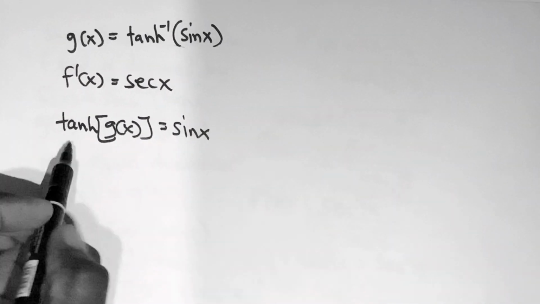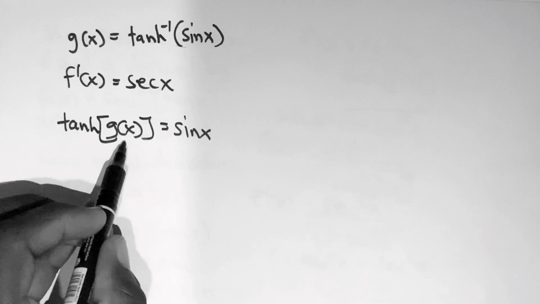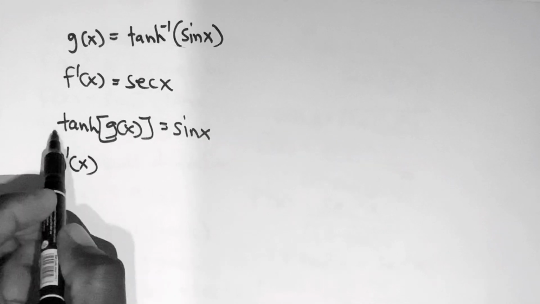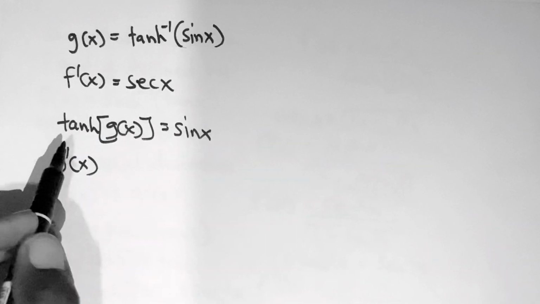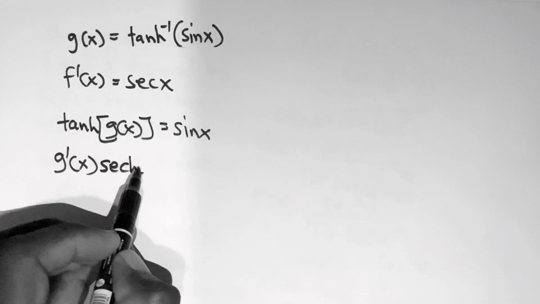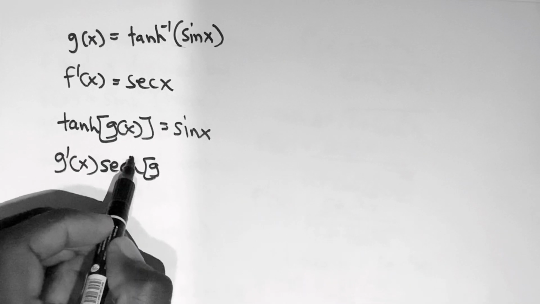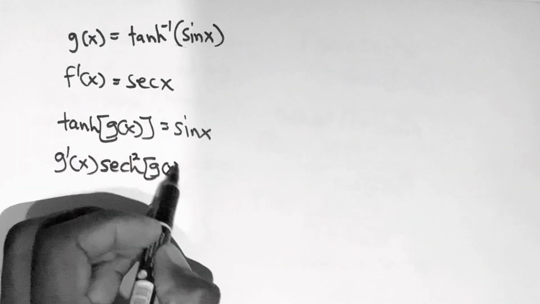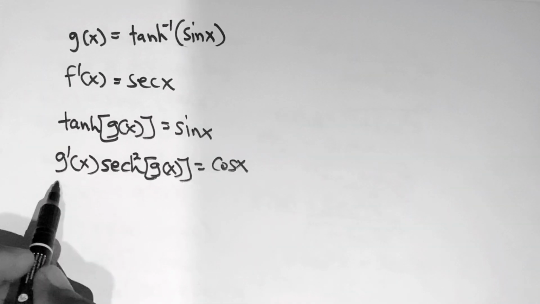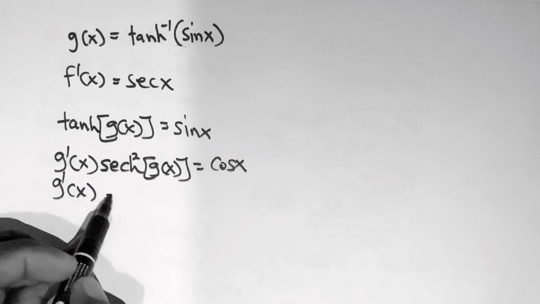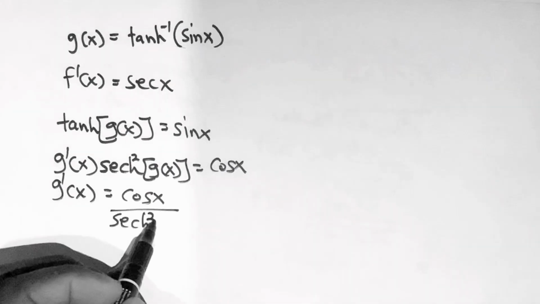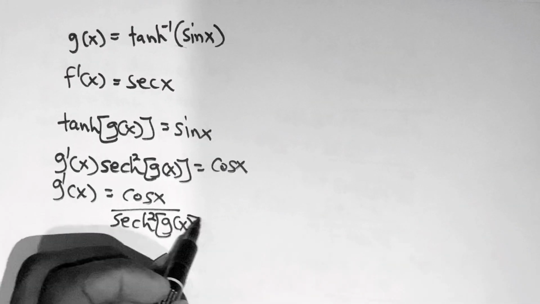So let's differentiate this. If you differentiate hyperbolic tan of g of x, you first differentiate g of x to get g prime of x, and you differentiate hyperbolic tan. If you differentiate hyperbolic tan, you are going to get hyperbolic sec squared of g of x. And if you differentiate sine x, you get cos x. So g prime of x is equal to cos x divided by hyperbolic sec squared g of x.